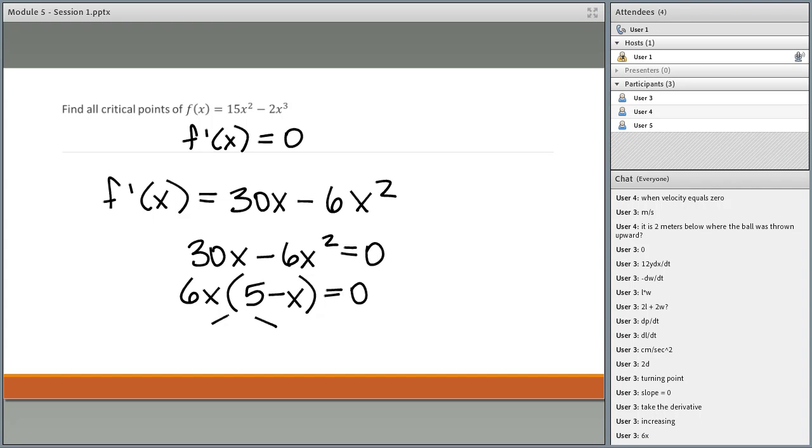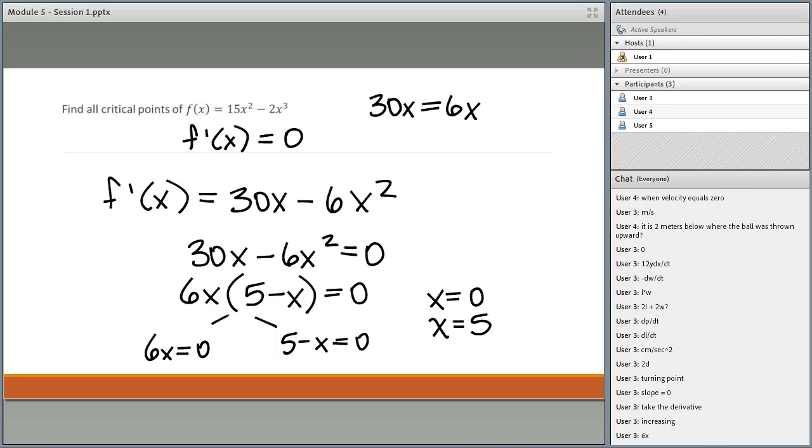And at this point, I can break this up into two parts and say 6x equals 0 and 5 minus x equals 0. So I get two values. I get x equals 0 and x equals 5. Just want to quickly go back for a minute: had I solved it the other way and said, okay, I can cancel that, then I would have had 30 equals 6x, which would have only given me the x equals 5 answer.